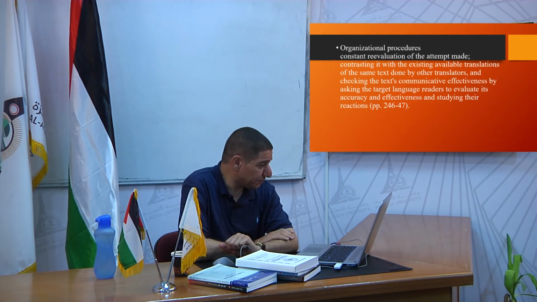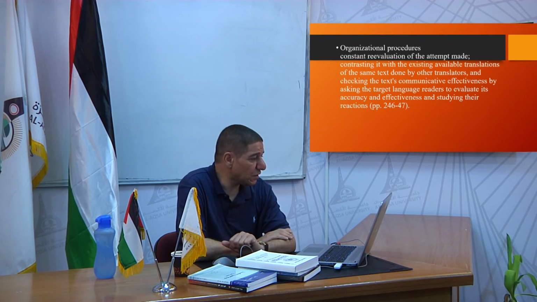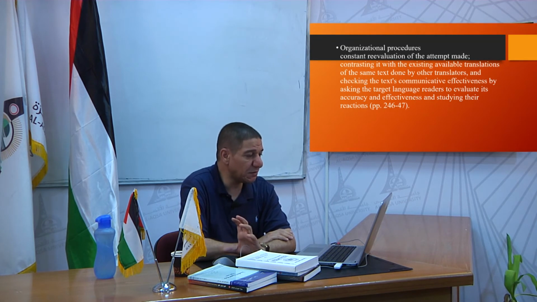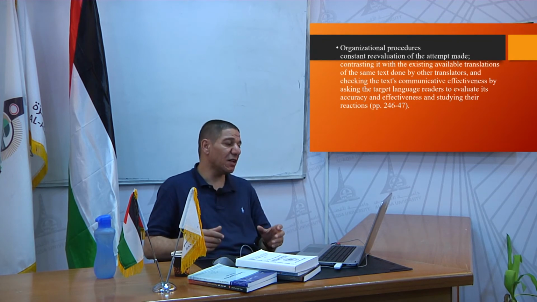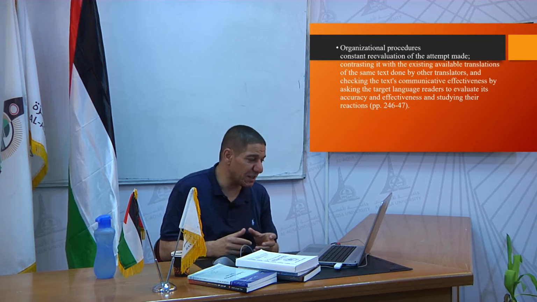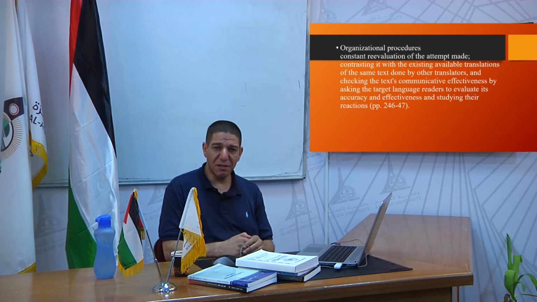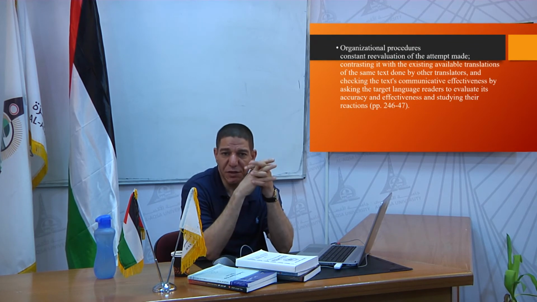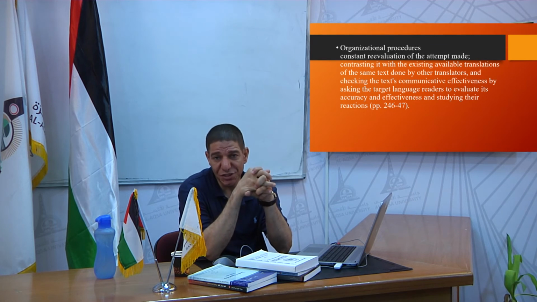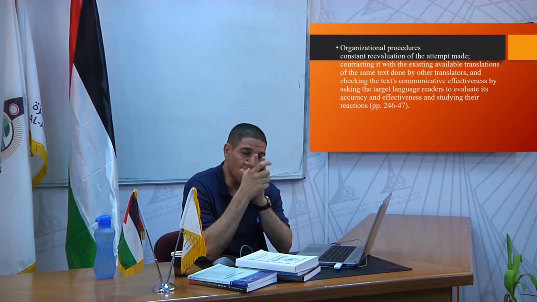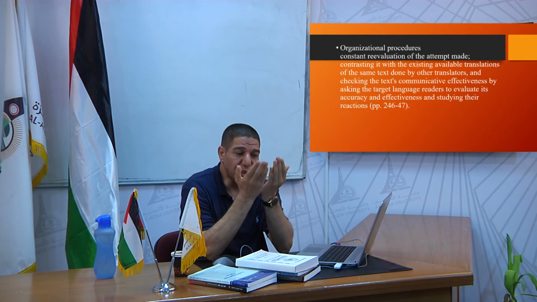Organizational procedures. These are constant reevaluation of the attempt made, contrasting it with the existing available translations of the same text done by other translators, and checking the text's communicative effectiveness by asking the target language readers to evaluate its accuracy and effectiveness and studying their reactions. It's about reflection and consultation. You reflect on choices. You read.